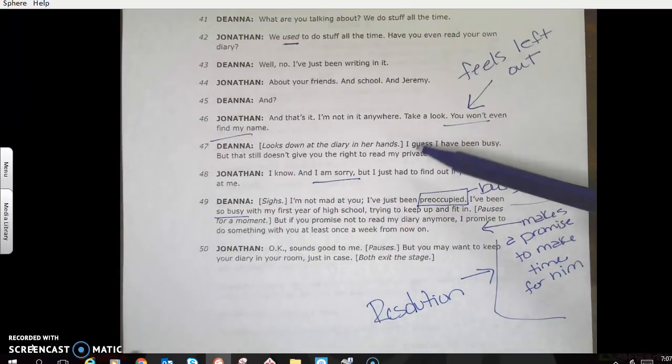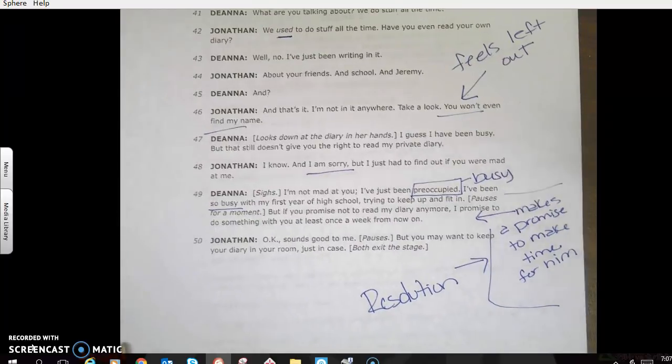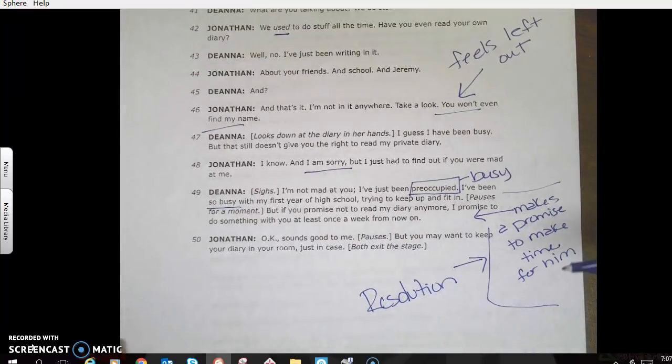And he says he's sorry that he did that. And then she also makes a confession that she's been busy. It's her first year of high school and how different that must be for her. So she makes a promise to him to make time for him if he says that he's not going to read her diary. And he says yes, and then he makes a little joke at the end.